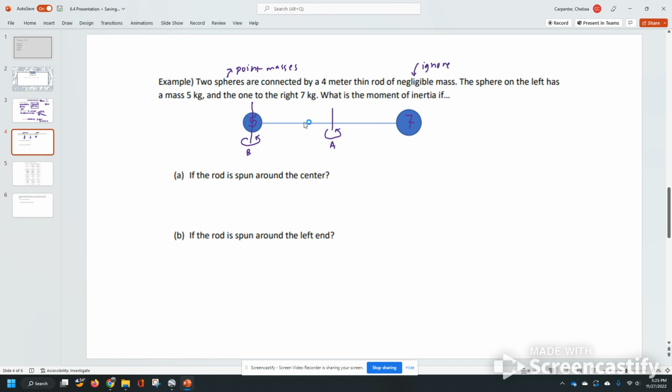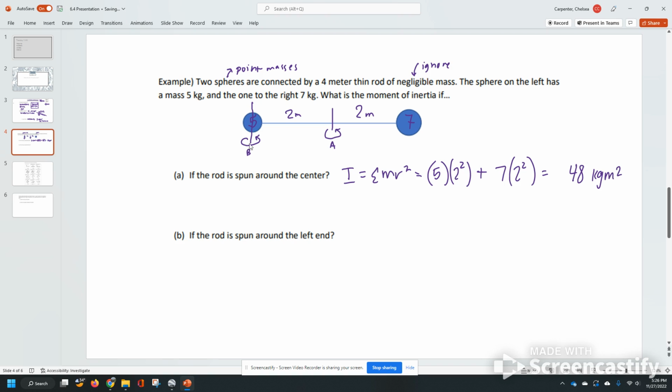For part A, both of these masses are 2 meters away because we know the rod is 4 meters. So I is going to be the sum of mr squared. That's the mass on the left, 5 kilograms, 2 meters away, squared, and then add that to 7 times 2 squared. So the moment of inertia is 48 kilogram meters squared.